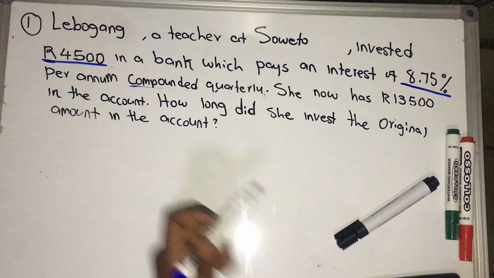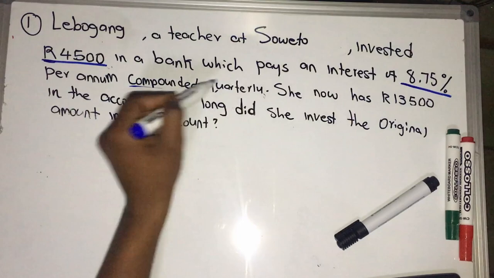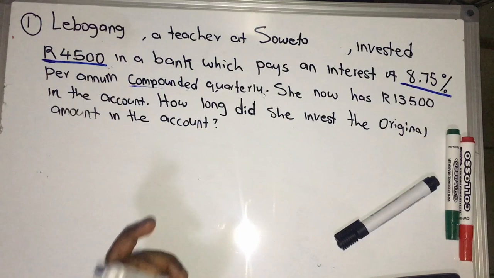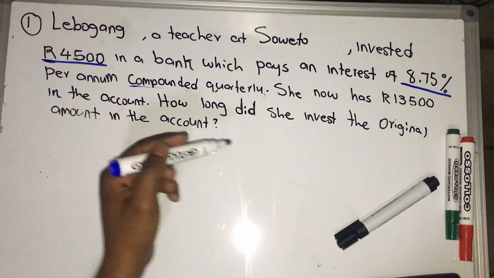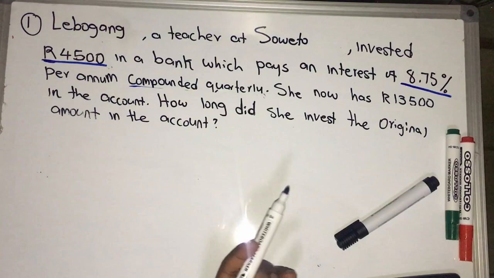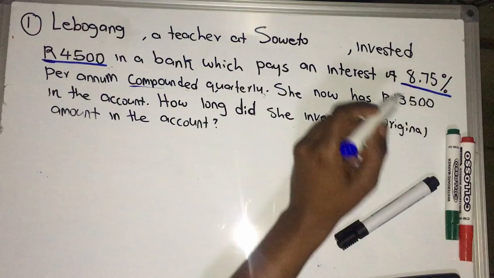So in all, the interest is 8.75% compounded 4 times, so you divide this by 4 for the quarterly interest. Okay, so she now has 13,500 in the account. So after investing for some time she has 13,500. So how long was 4,500 invested to equal 13,500 at that interest?